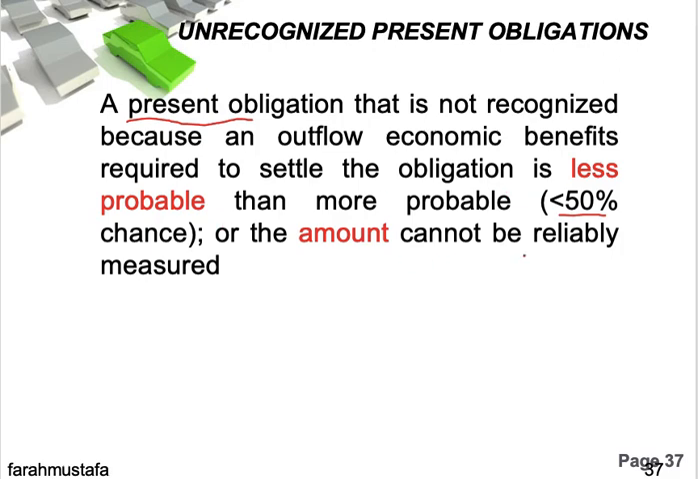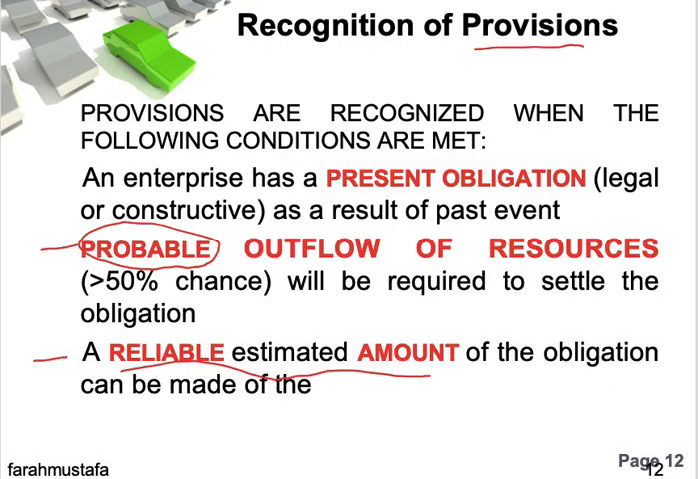Or the amount cannot be reliably measured. That means it is a present obligation. It is probable, but the amount cannot be reliably measured. So it is also considered as a contingent liability.